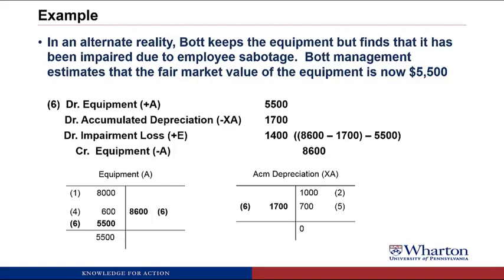Our debits don't equal our credits at this point, so we have to plug and debit to impairment loss for $1,400, which is the difference between the net book value of $6,900, which is $8,600 minus $1,700, and the new fair value after the impairment of $5,500.